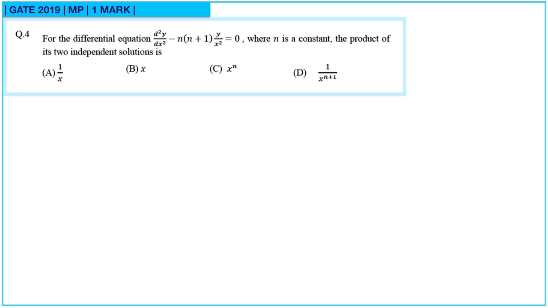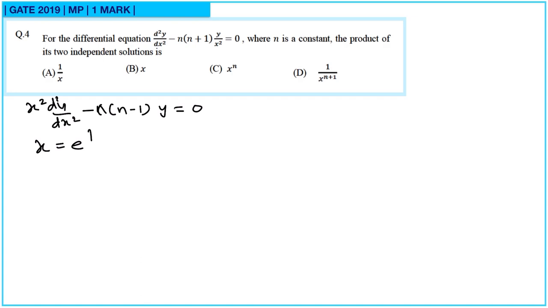Question number 4. For the differential equation d2y/dx² minus n(n+1)y/x² equals 0, where n is a constant, the product of its two independent solutions is. Now for this equation we can multiply throughout by x². So x² d2y/dx² minus n(n+1)y is equal to 0.